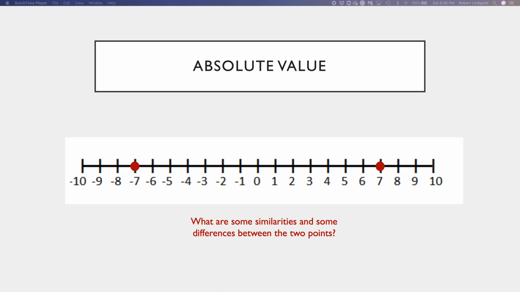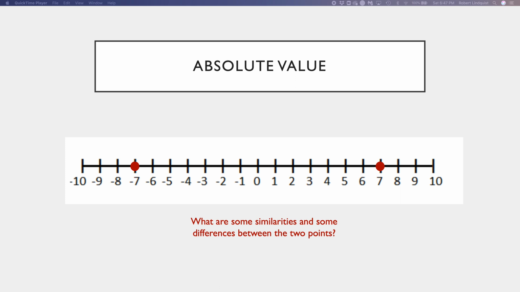So now we're about to start talking about absolute value. I want you to notice here that 0 is in the middle of this graph. So what are some similarities and what are some differences between those 2 points that are marked in red, obviously? I think the difference is pretty obvious. One is positive 7 and one is negative 7. However, with respect to 0, which is kind of like the origin or the beginning of the graph, they're the same exact distance away from 0.